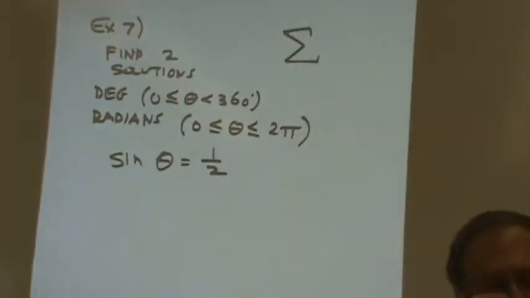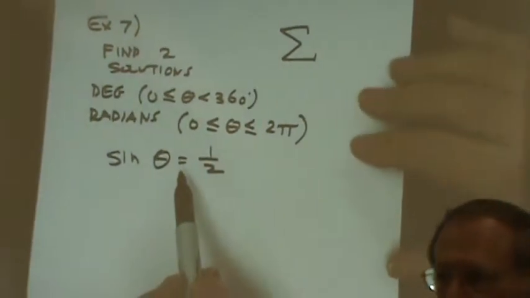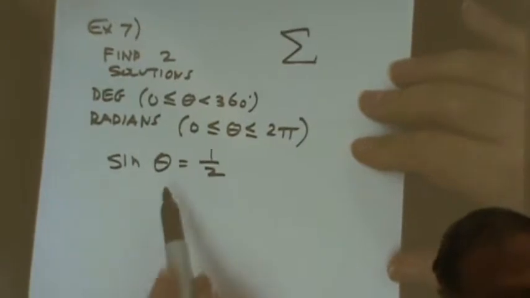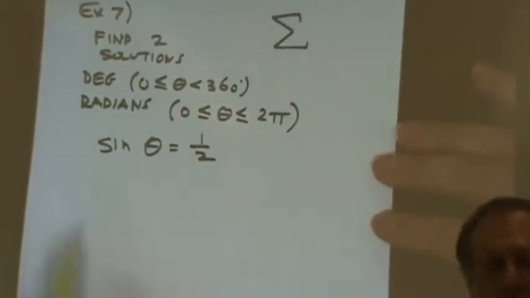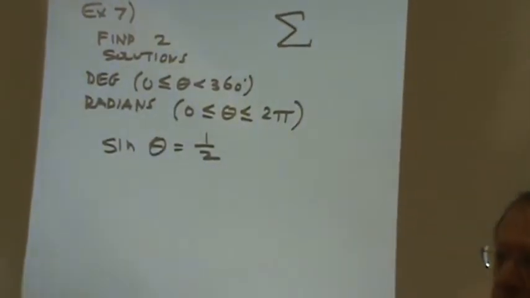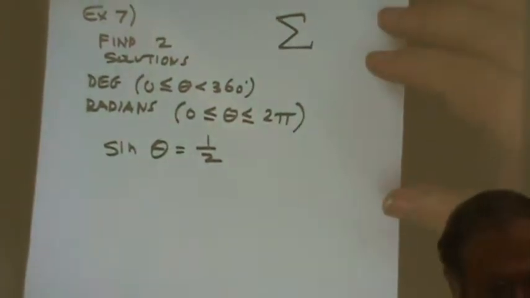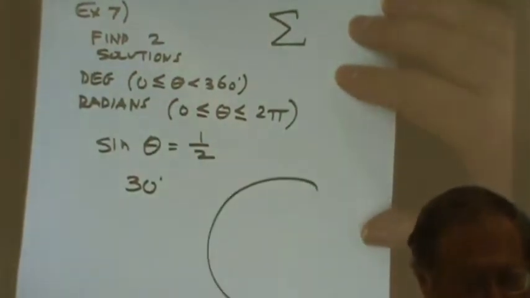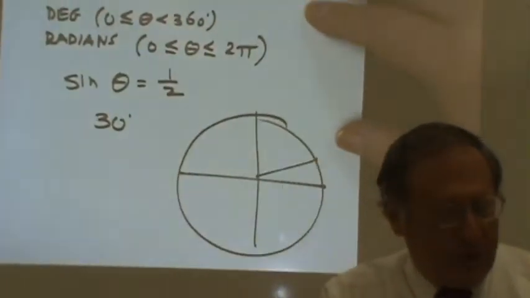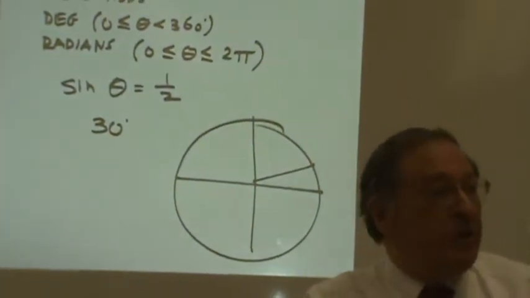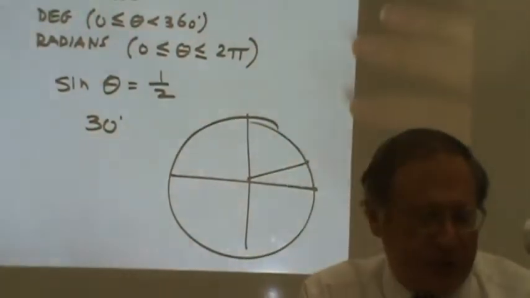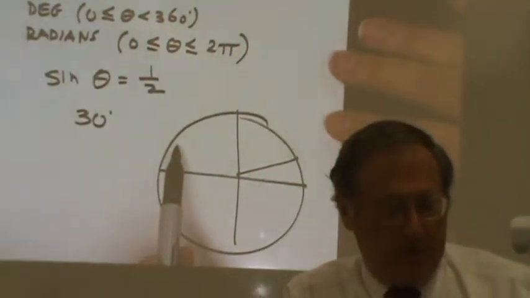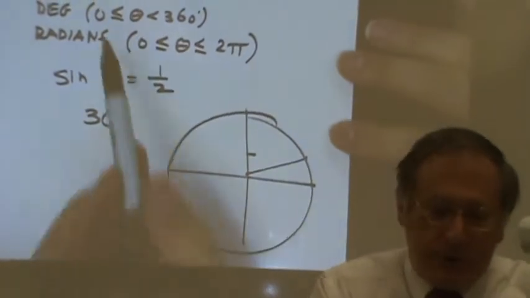Here, theta is the unknown. It is like an x, except for angles, we often use Greek letters instead of Roman. So it's saying sine of what angle is 1/2. In degrees, you should know instantly what's a good answer. 30 degrees. But it wants two answers, between 0 and 360. Here's 30. What is the other angle between 0 and 360 whose sine is 1/2?